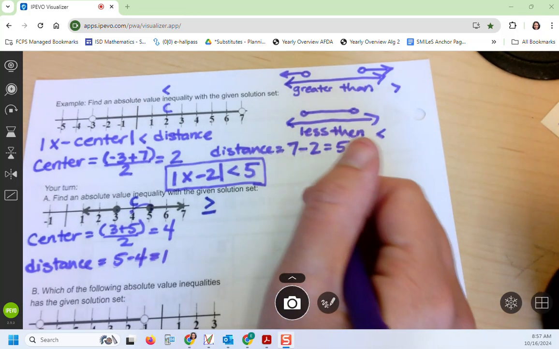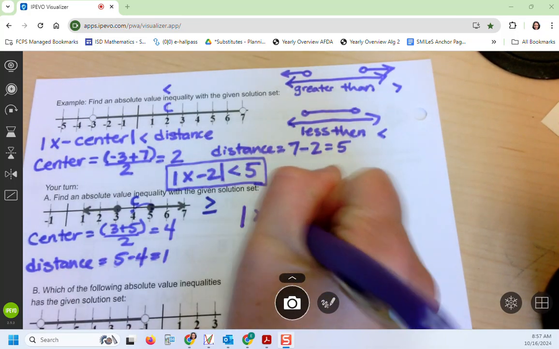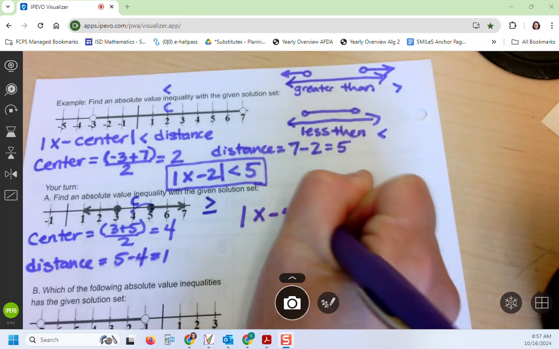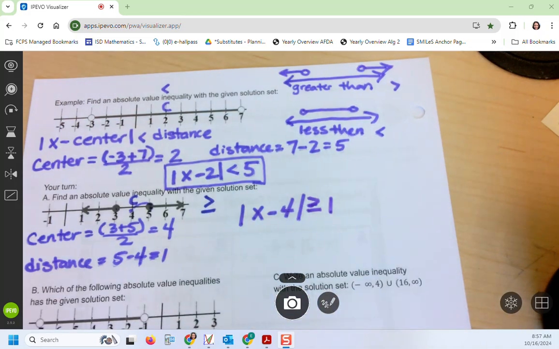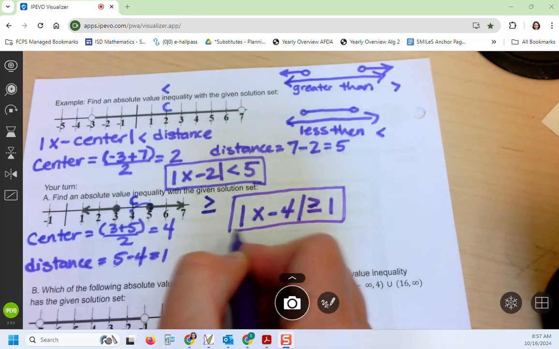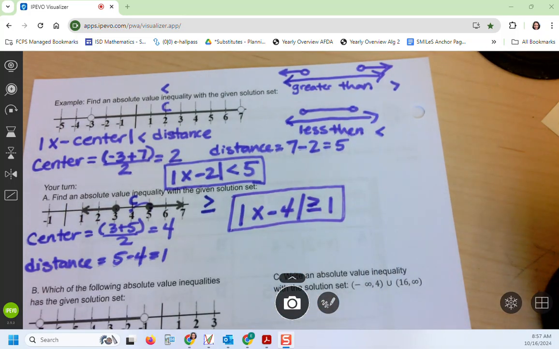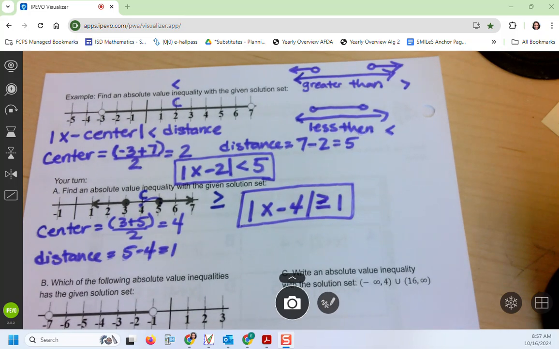So then we're going to write your answer out. Absolute value of x minus the center is equal to the distance? No, it's greater than or equal to the distance. If you have this on your paper, box it up so you don't lose it among everything else, because that is your solution. Did you get something different? Let me know what questions you have.